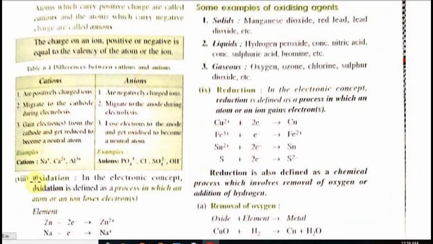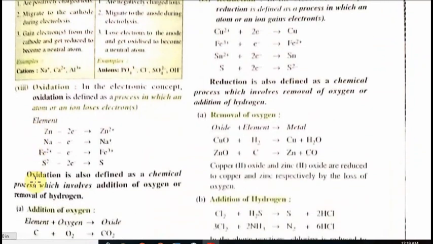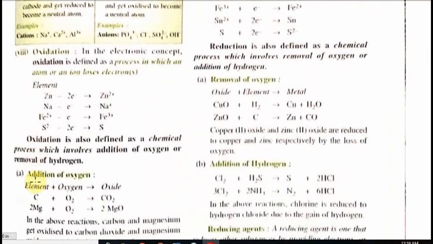Now next point is oxidation and reduction. Students, please recall, I have taught you these points in class. Oxidation means loss of electron. You can see zinc losing electron, sodium losing electron, iron losing electron. It means oxidation is a process in which addition of oxygen or removal of hydrogen is taking place. It means loss of electron.